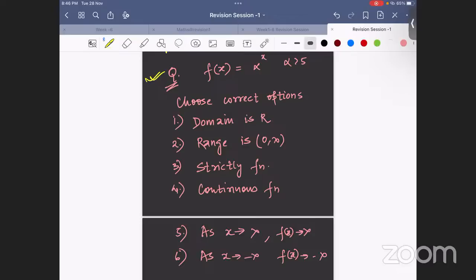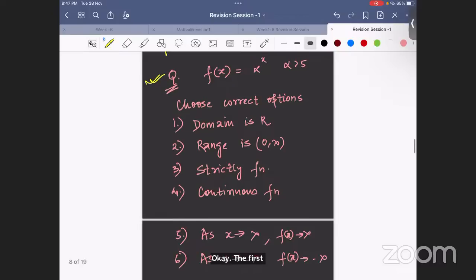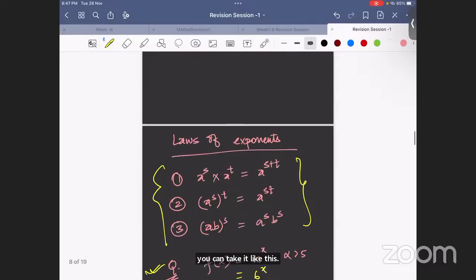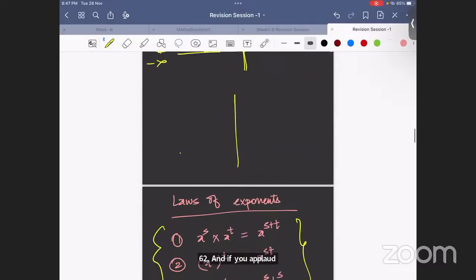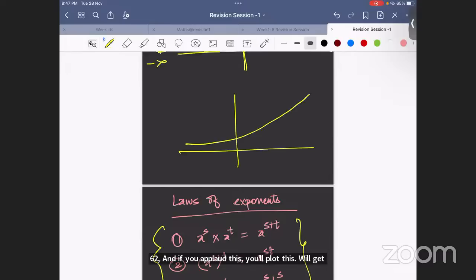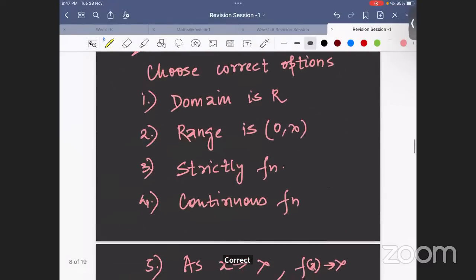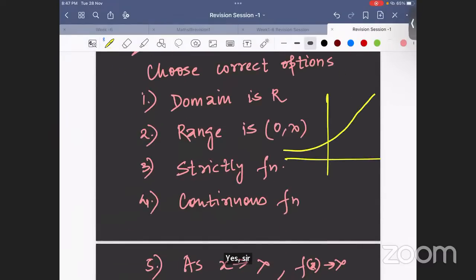Has everybody tried? Yes, sir. Okay, the first option: the same plot you can take like this, 6 to the power x. If you plot this, you'll get the same type of graph, correct? Yes, sir. So you'll be getting something like this, 6 to the power x.